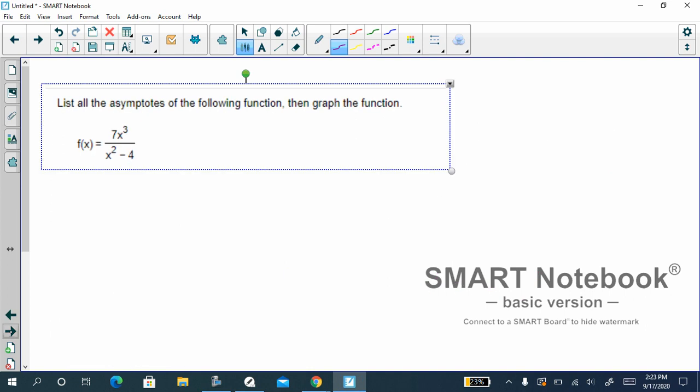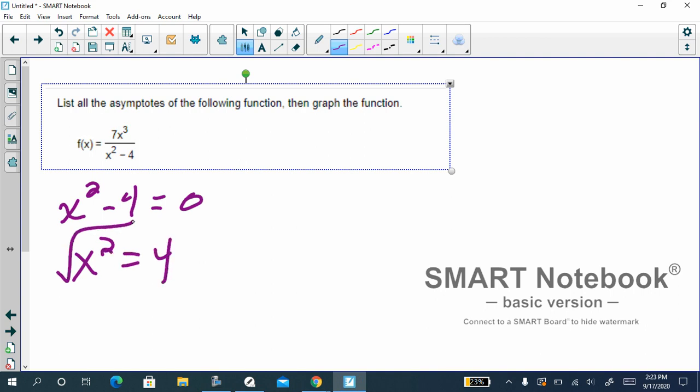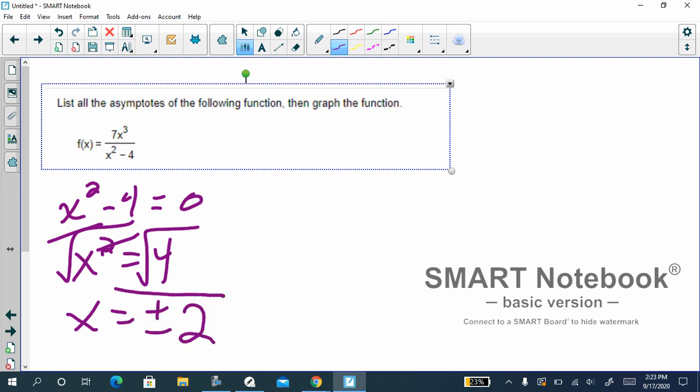So here they ask us to determine the asymptotes. So let's look at the bottom first. If the denominator is 0, we could have vertical asymptotes. So we could either factor this, or we could add 4 to both sides, and then take the square root of both sides. So square root of both sides, we have to do plus and minus the square root. Notice neither one of those are going to make the numerator 0.